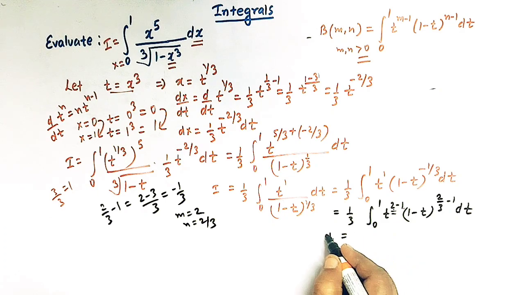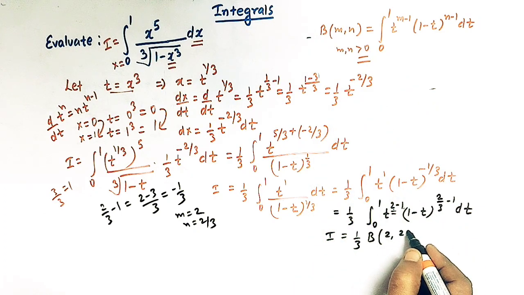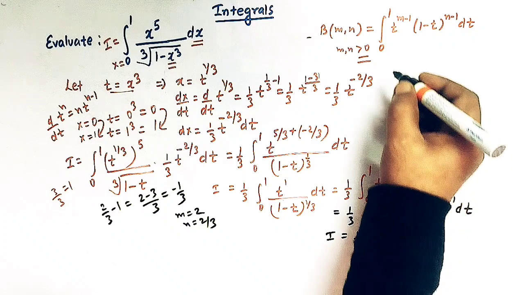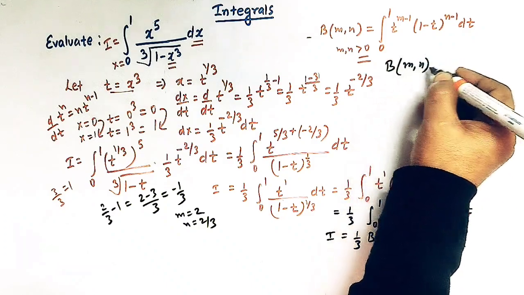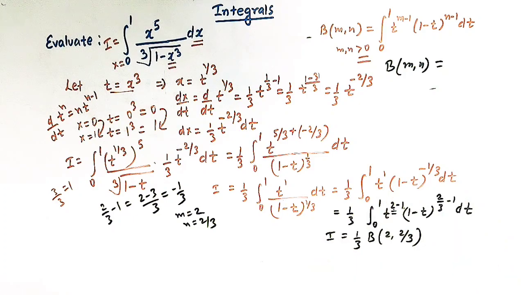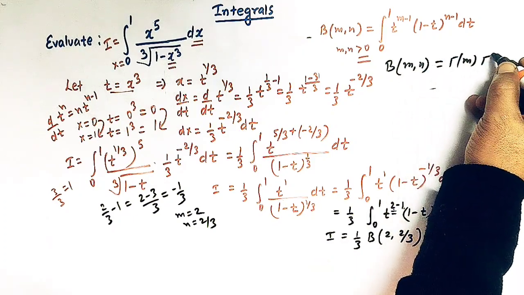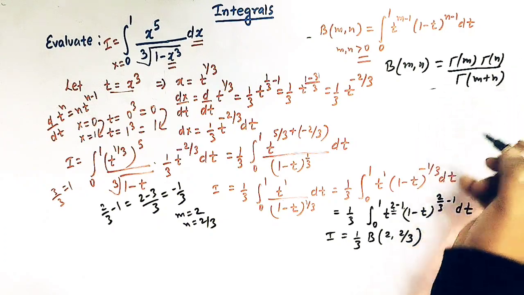So we can now write I is equal to 1 over 3 times the beta function, that is beta of m comma n. M is 2 and n is 2 by 3. Now to get the value of beta 2 comma 2 by 3, we will make use of this important result which connects the beta function with the gamma function. So beta m comma n is given by gamma m times gamma n divided by gamma m plus n.